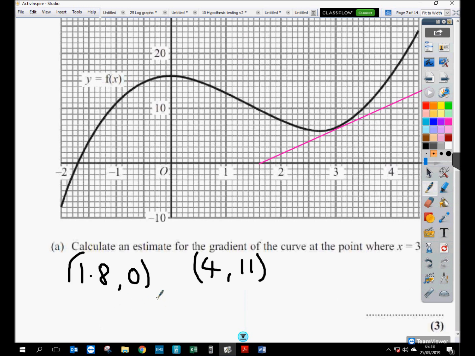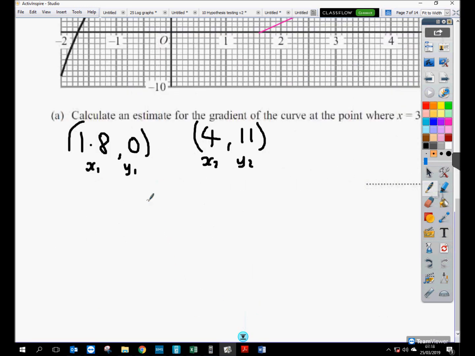Okay, I want to work out the gradient. I can use the formula. First of all, I can label the coordinates x1, y1, x2, y2, and use the formula y2 minus y1 over x2 minus x1. When you type that into the calculator, you get a gradient of 5. Now, there is some leeway available on this question. But of course, if you end up with an answer of 10, you made a mistake, but there is some leeway. Next.